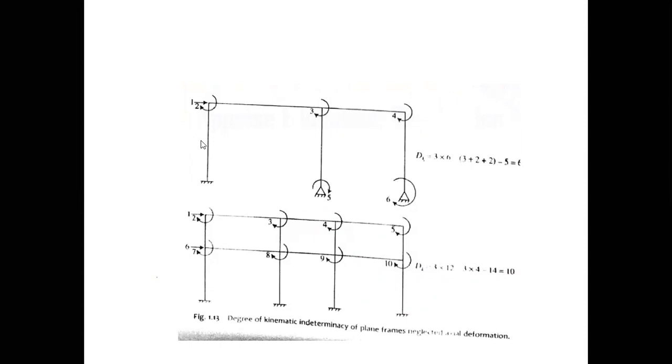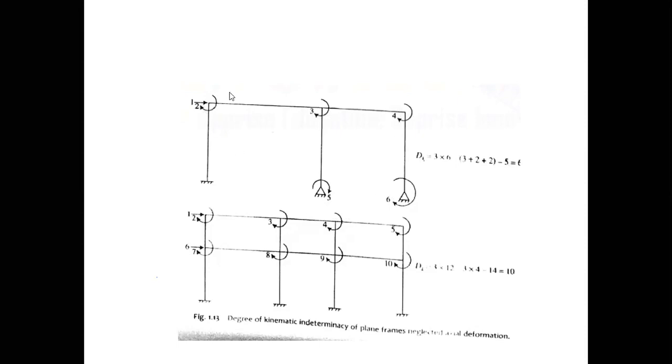Number of members over here is 1, 2, 3, 4, 5. So it is minus 5. That is equal to 6. So this is the degree of kinematic indeterminacy. It can move in 6 ways: first, second, third, fourth, 5, and 6.